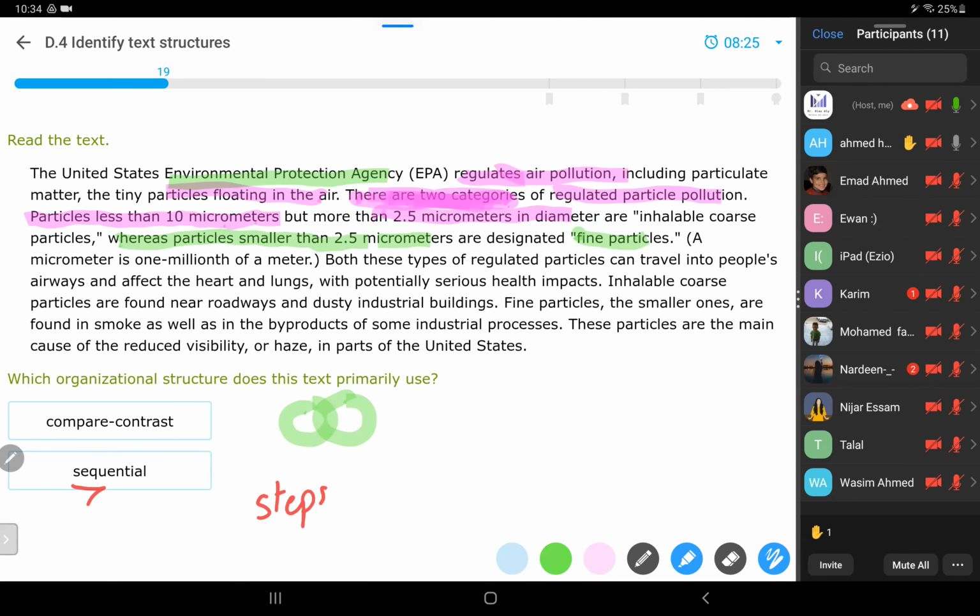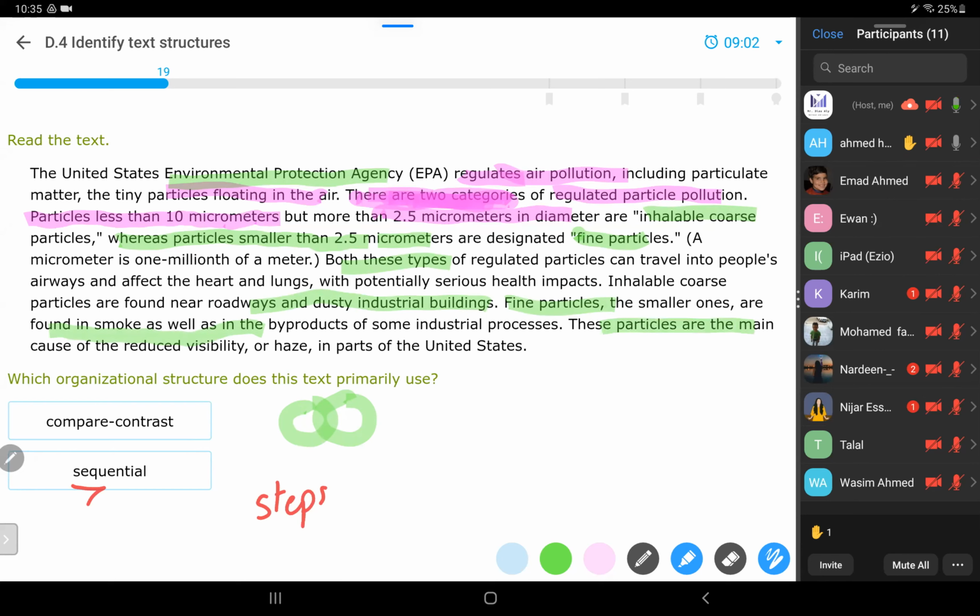So we have fine particles versus the inhalable coarse particles. Both types of regulated particles can travel into people's airways and affect the heart and lungs with potentially serious health impacts. Inhalable coarse particles are found near roadways and dusty industrial buildings. Fine particles, the smaller ones, are found in smoke, as well as in the byproducts of some industrial processes.